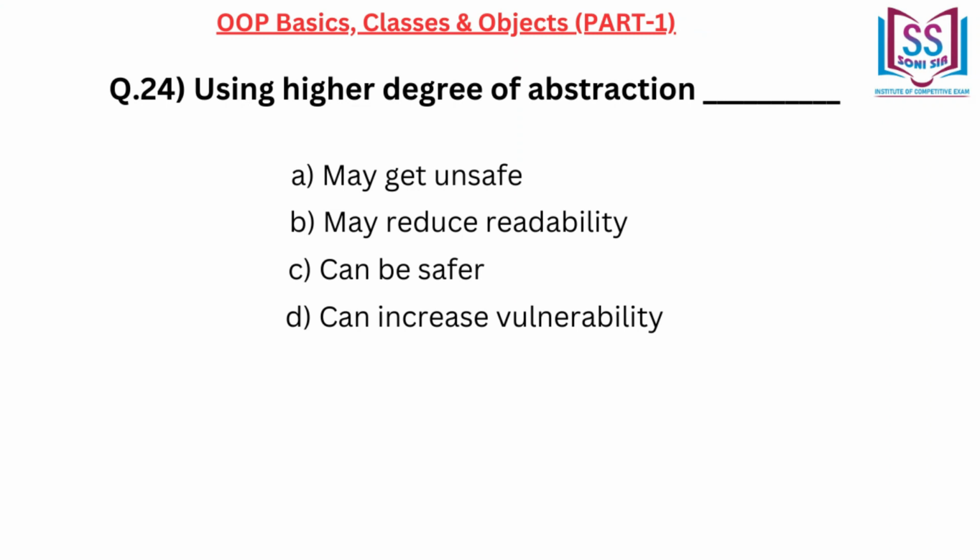Using a higher degree of abstraction dash. A. May get unsafe. B. May reduce readability. C. Can be safer. D. Can increase vulnerability. Correct answer, C. It will make the code safer. One may think it reduces the readability, but the fact is, it actually helps us understand the code better. We don't have to read the complex code, which is of no use in understanding the program.